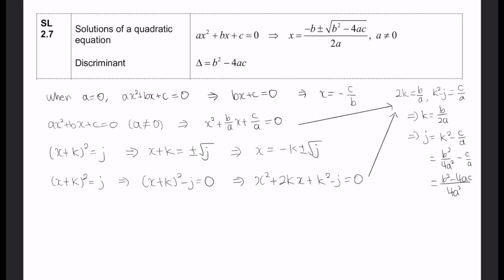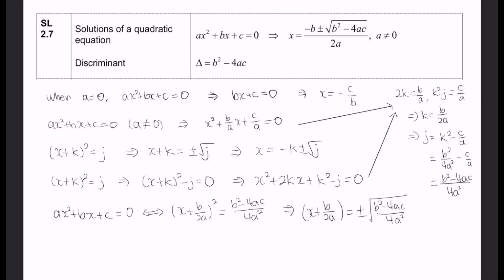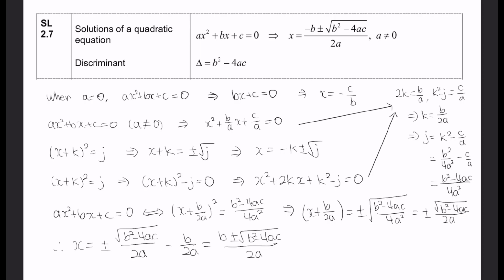Therefore, we know that the quadratic equation we started with, which is ax squared plus bx plus c equals 0, is equivalent to x plus b over 2a squared equals b squared minus 4ac over 4a squared. This implies that x plus b over 2a is equal to plus minus square root of b squared minus 4ac over 2a. If we subtract b over 2a from both sides of the equation, we get x equals negative b plus minus square root of b squared minus 4ac over 2a. And using this, we can find the solutions of any quadratic equation.